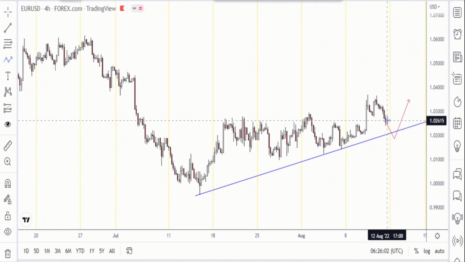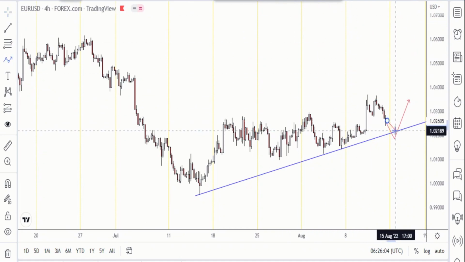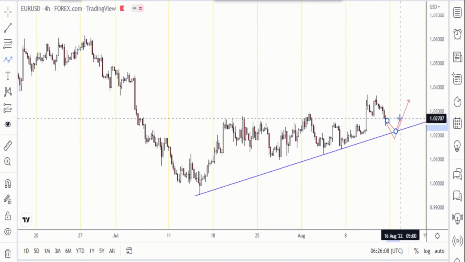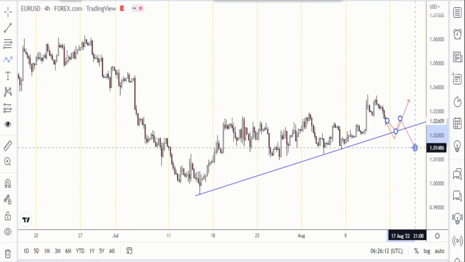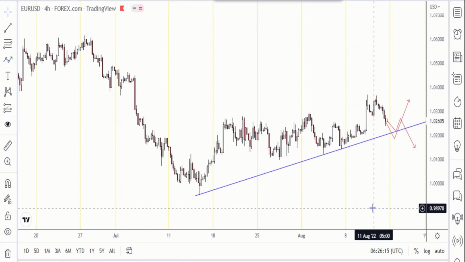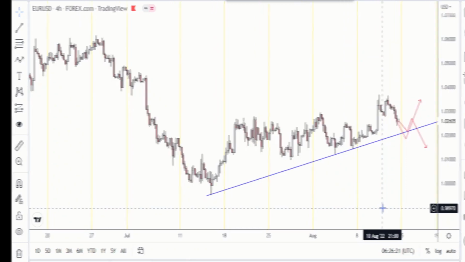That is, this pair would bounce off the trend line very nicely, and in an attempt to go up, it breaks back down. Those are the two negative scenarios that could occur on this pair. So take good note of that. Let us move on to the next pair.